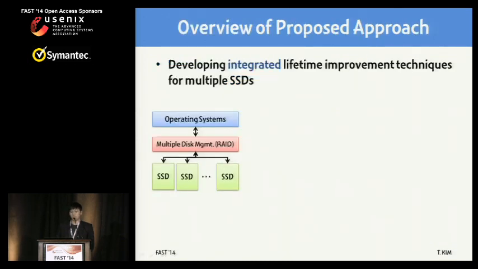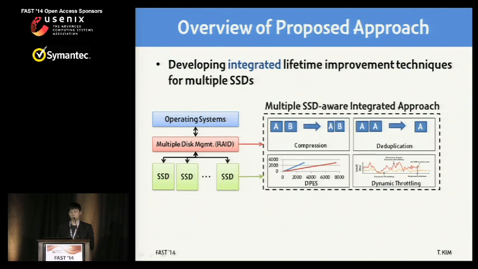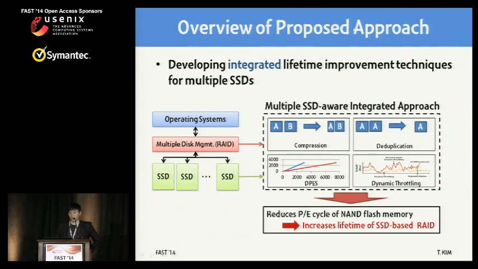In order to address this lifetime reduction for multiple SSDs, we propose an integrated lifetime improvement approach. In our approach, various techniques for lifetime improvement, such as compression, deduplication, DPS, and dynamic throttling, will be integrated at the multiple disk management layer like RAID or at a single SSD layer. By this integration, we reduce more P/E cycles of NAND flash memory so that it effectively increases the lifetime of the SSD-based RAID device. As a part of the approach, two preliminary techniques will be presented in the following slides. One is optimizing the RAID to be SSD-aware, and the other one is integration of compression and deduplication in a single SSD.